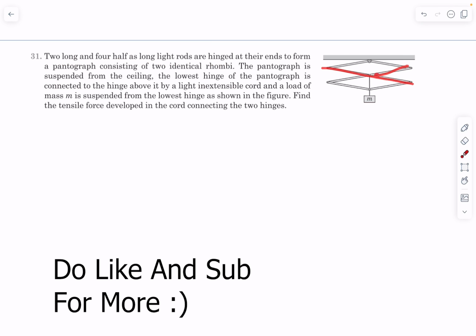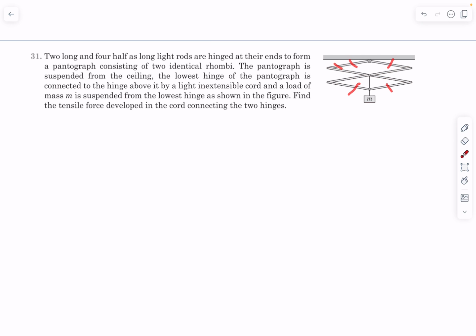So these are the long rods that they are talking about, and these are the small rods that they are talking about. They are hinged at their ends to form a pantograph consisting of 2 identical rhombi. The pantograph is suspended from the ceiling. The lowest hinge of the pantograph is connected to the hinge above by a light inextensible cord.